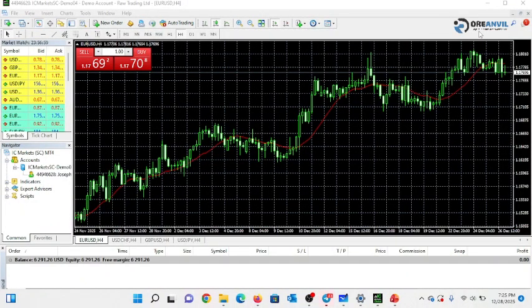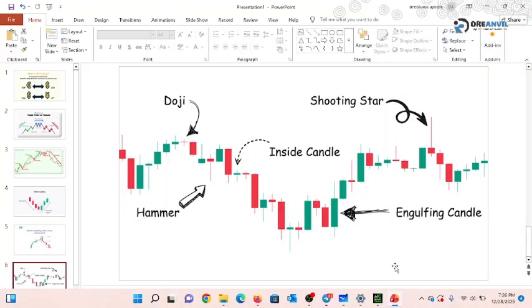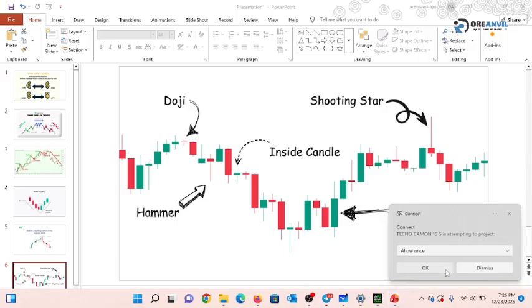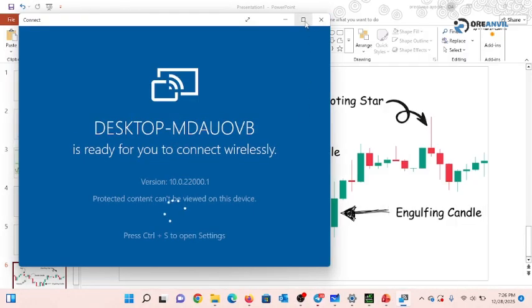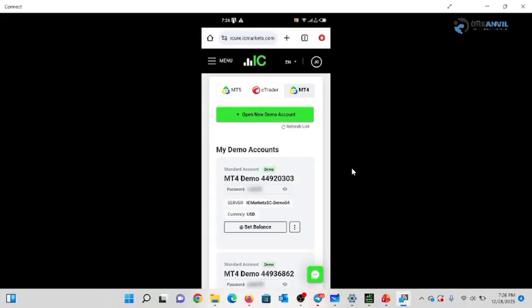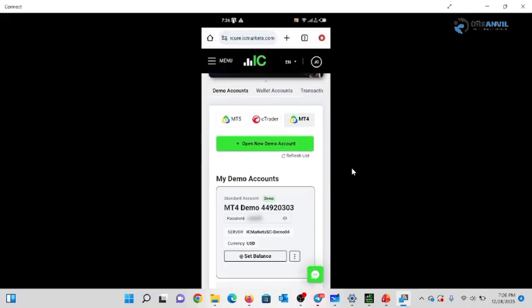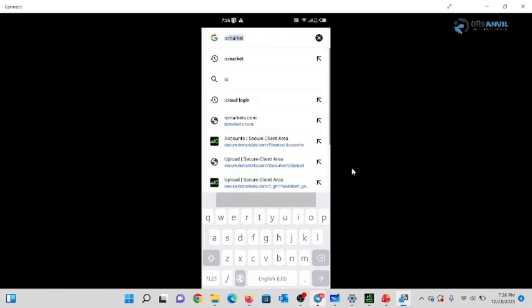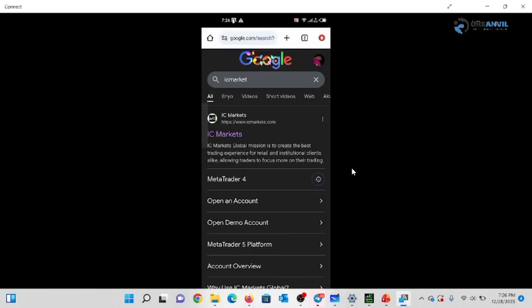So let me show you, for instance, how we quickly connect to our broker account. The broker we want to connect to is what we call IC Markets. Once you search for IC Markets, you should be able to find the broker. This is the broker you are seeing here.